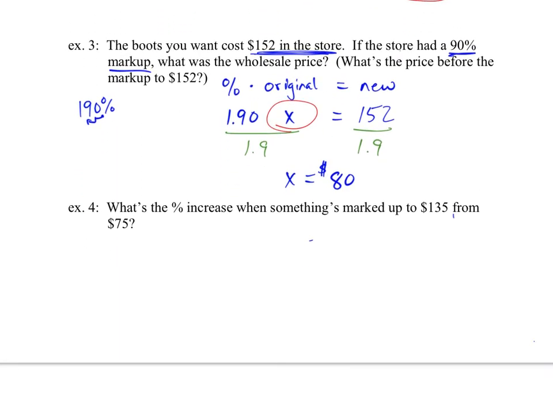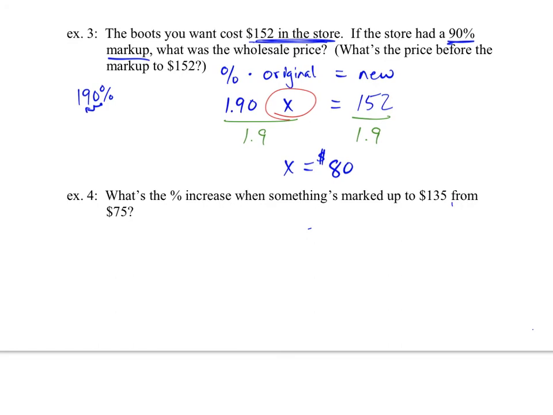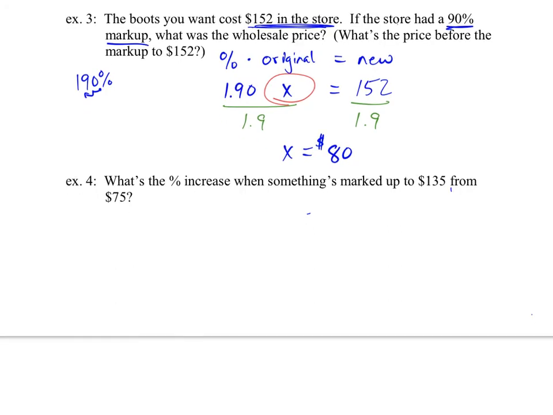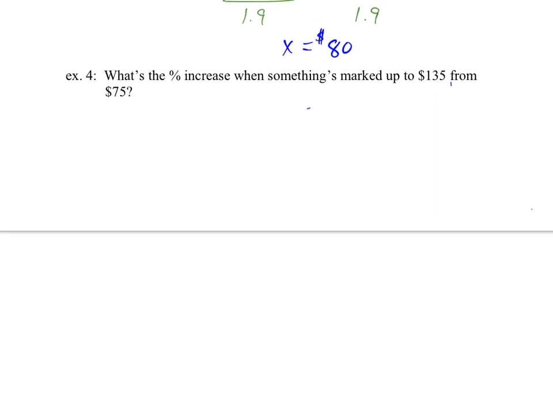So this next one is probably going to have the unknown at the percent, same as what we did earlier in the notes. What is the percent increase when something is marked up from 75 to 135? So percent times the original equals the new. Something is marked up to 135 from 75. Where do I put my 135? That's my new, because it's marked up to that. From, so my original is 75. Should I put in the percent sign or an X? What's your preference? X it is.